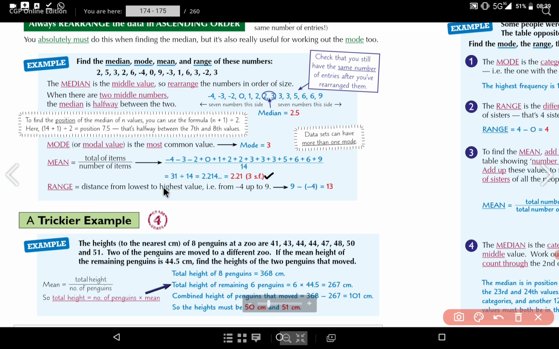Then the range. The highest number is 9 and the lowest number is -4. So you subtract these. That would be 9 minus -4, so that would be 9 plus 4, and you get 13. So this is the range. Let's look at an example.